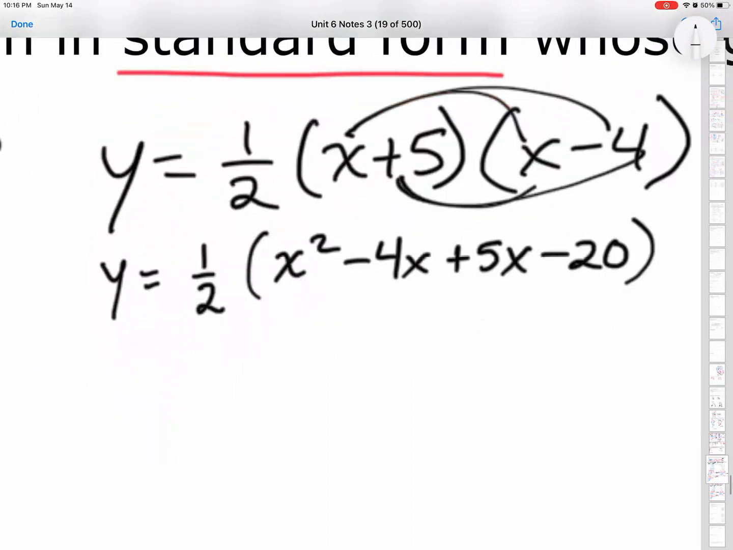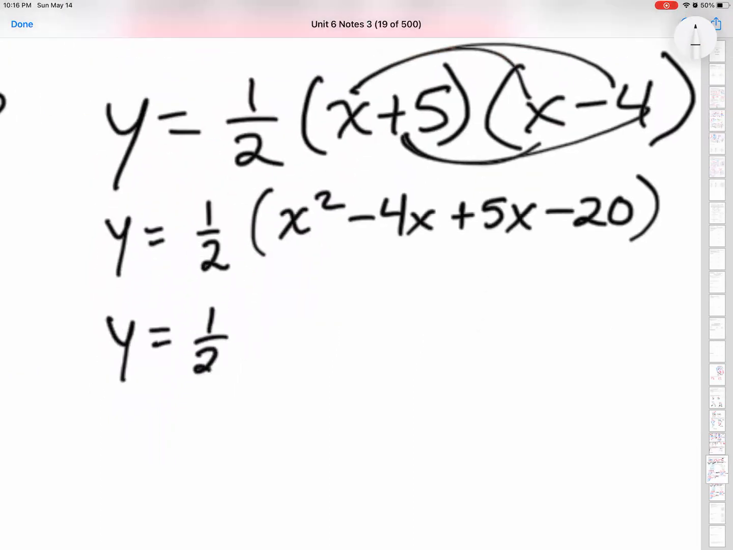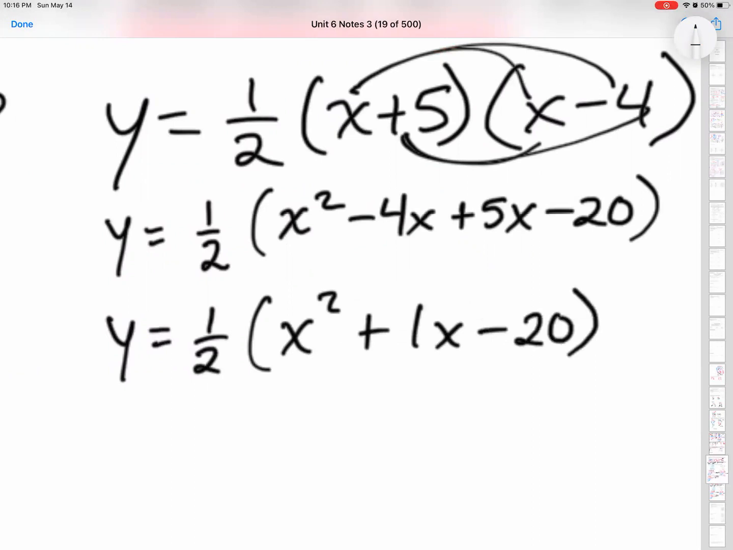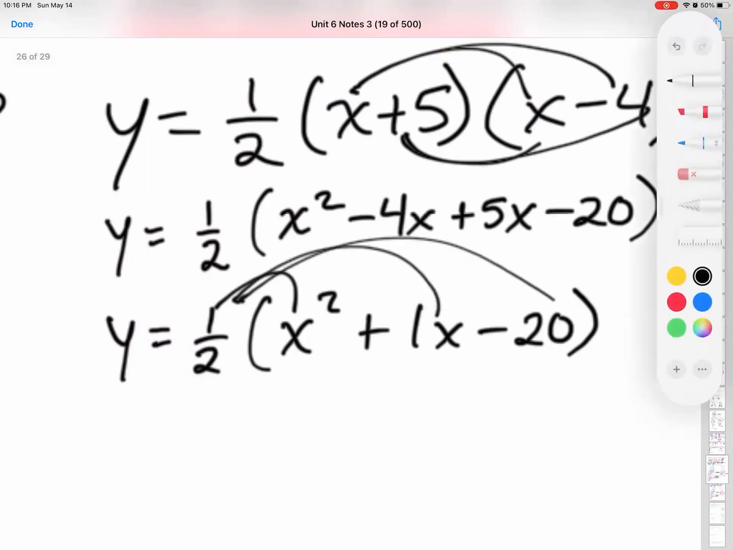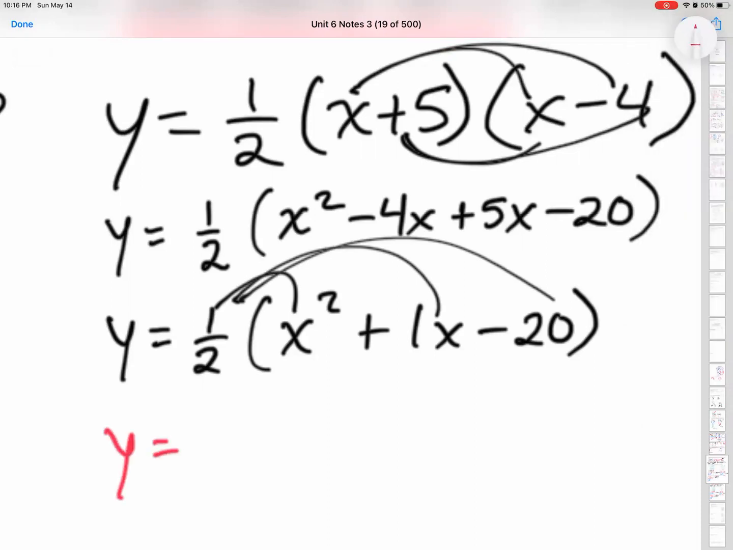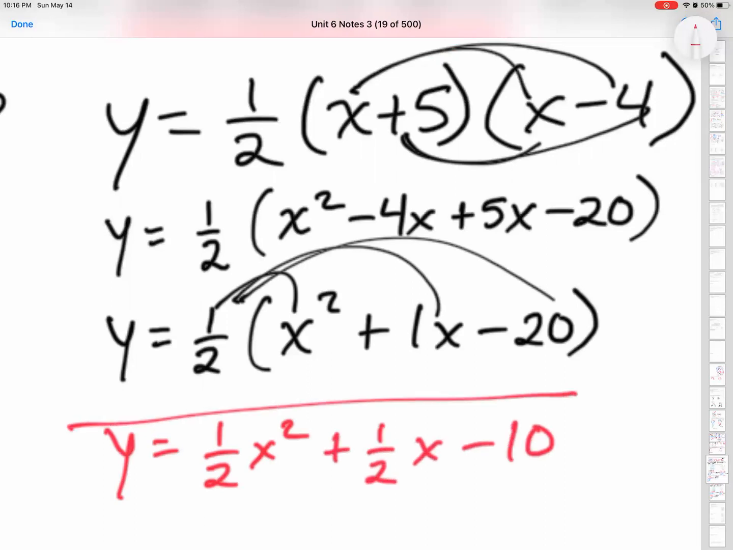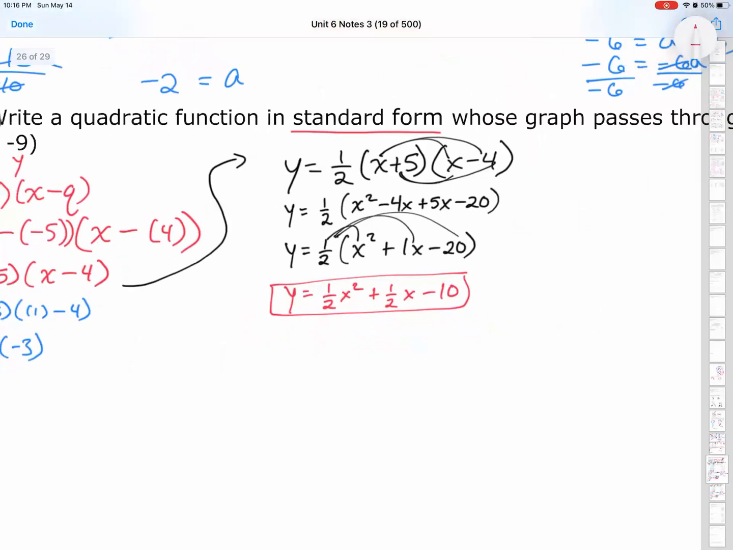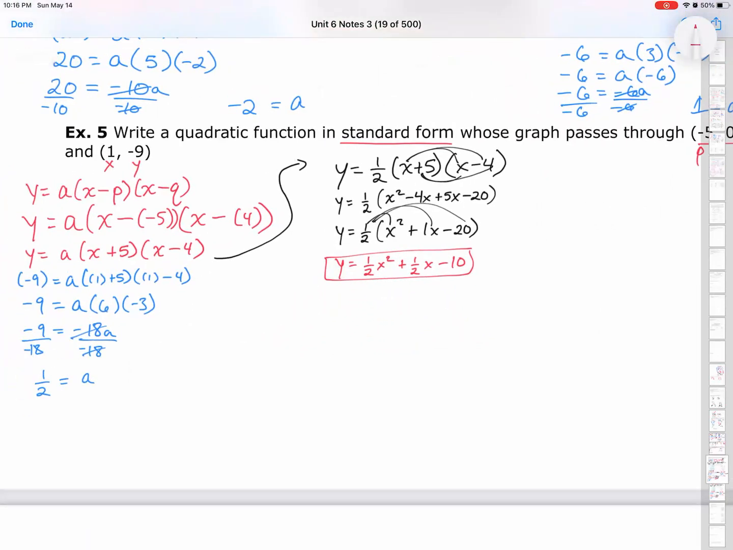We'll go ahead and clean this guy up. So we end up with y equals 1/2 times x squared plus 1x minus 20. And then we're going to distribute this 1/2 to everything. So we have y equals 1/2 x squared plus 1/2 x, and then minus 10. This is our standard form right here. Go ahead and feel free to pause the video if you have any questions at all on example 5.